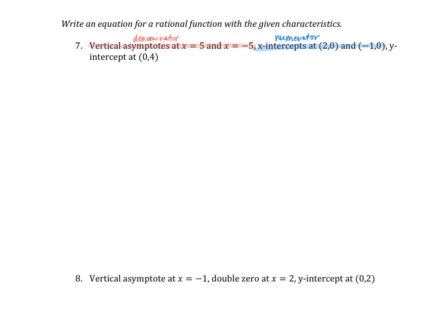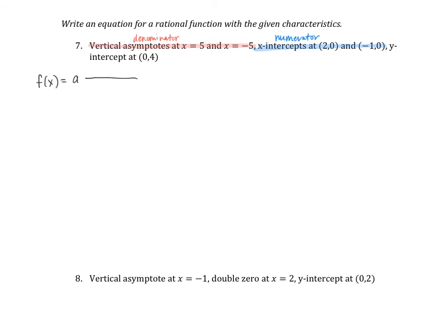So the vertical asymptotes, that's going to be telling you your factors in the bottom. Your x-intercepts, that's going to be telling you your factors in the top. And then the other point that they're giving you is going to be to find the multiple that you're multiplying your function by. Okay, so first of all, when you're writing these, you're going to write f of x equals some multiple a, and then you're going to write your factors.